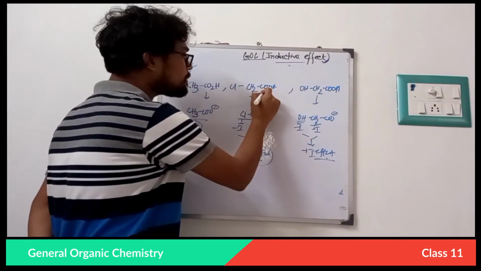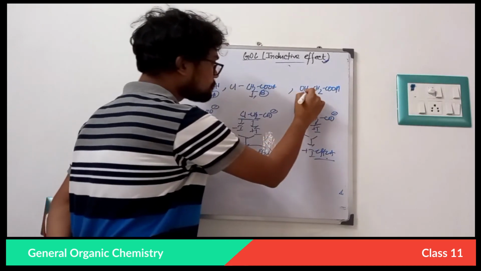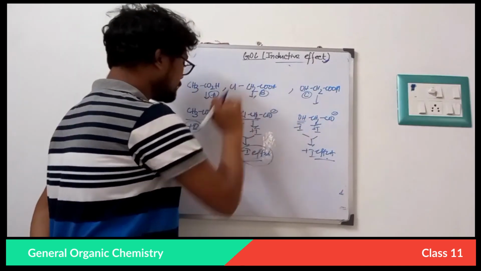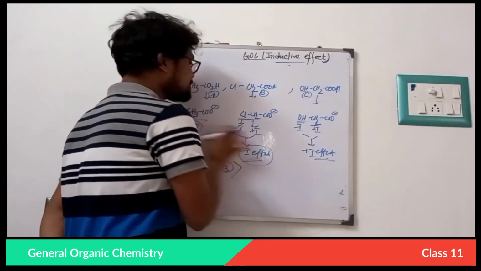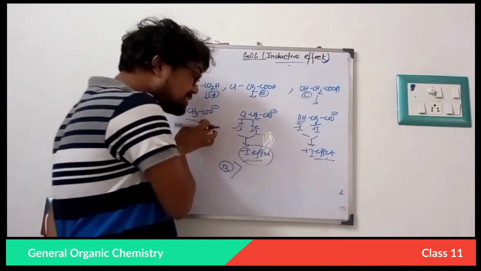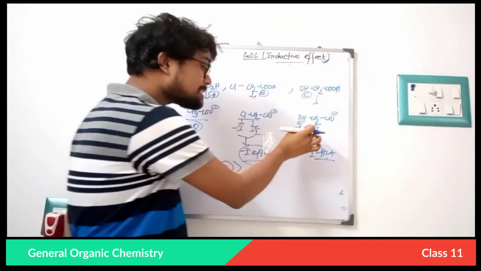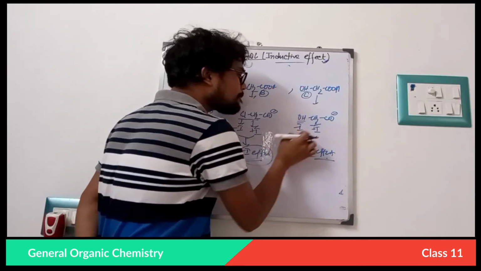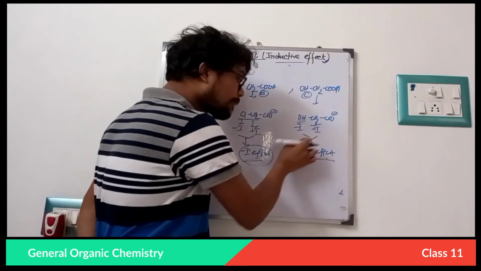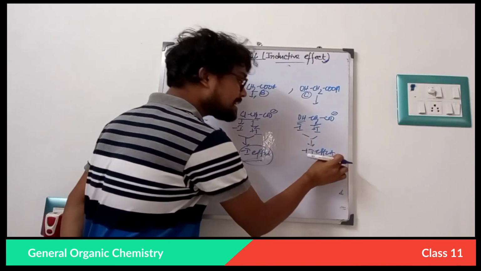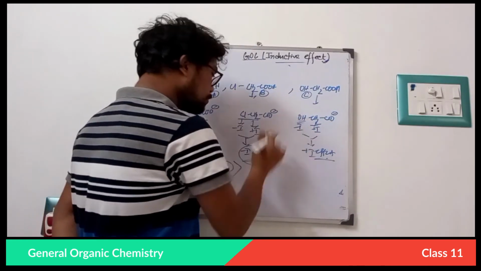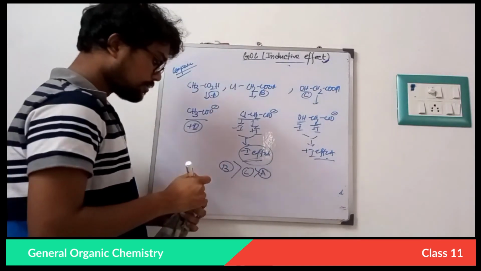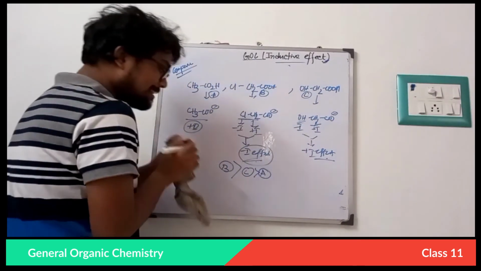So in this, compound B is the most acidic compared to this one. Now comparing this plus I effect and this plus I effect. This is a purely plus I effect, and this plus I effect is slightly neutralized by this minus I effect. So the order of plus I effect is less in this case than this one. So this C is more acidic than A. Got it? So B greater than C greater than A.